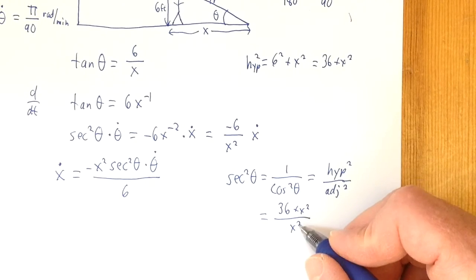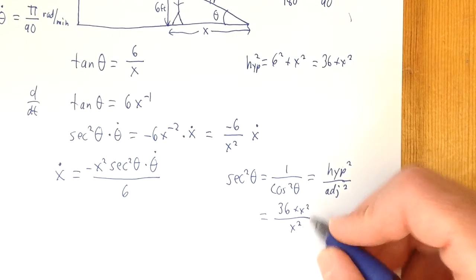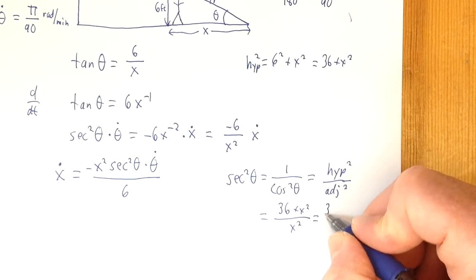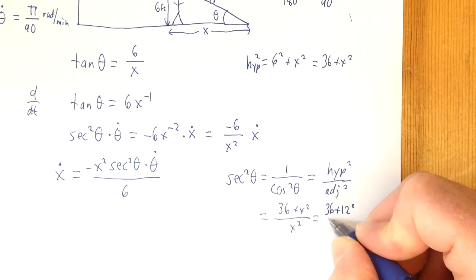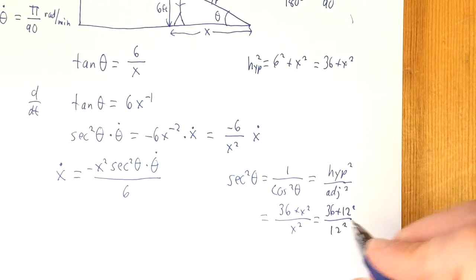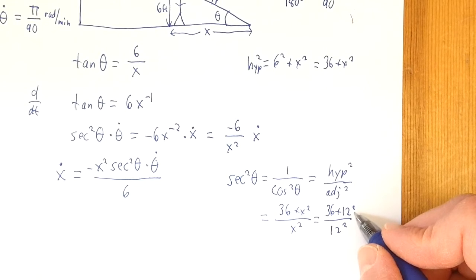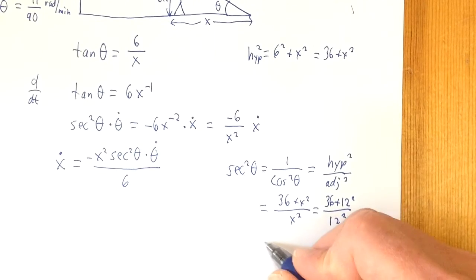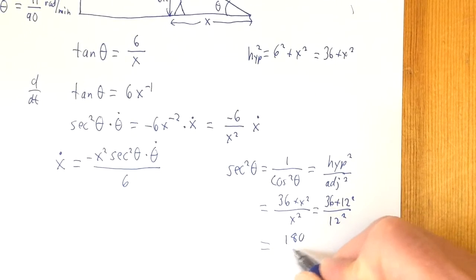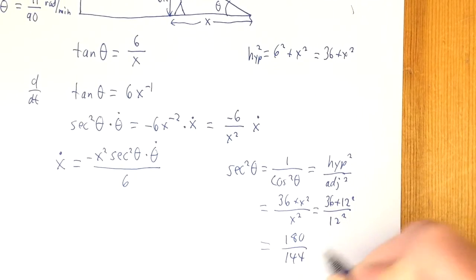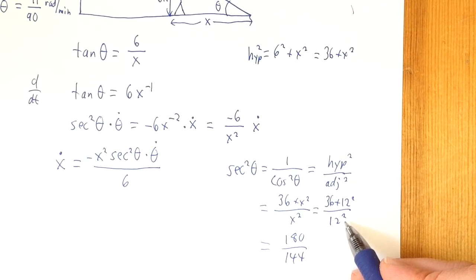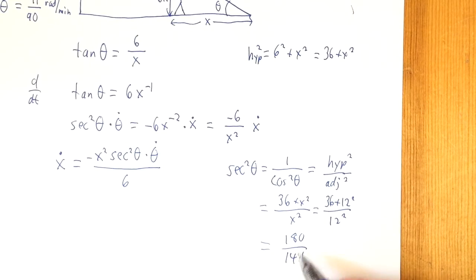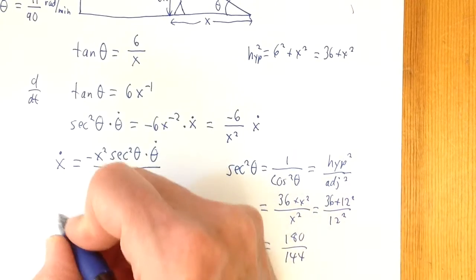Now we want to know what this is when x is 12. So when x is 12, this is 36 plus 12 squared divided by 12 squared. Oh, 12 squared is 144. 144 plus 36 is 180. That's 180 over 144, right? 12 squared in the bottom is 144. Yes, that's 180 over 144. So secant squared is 180 over 144.